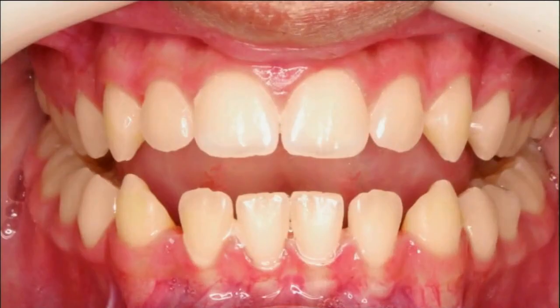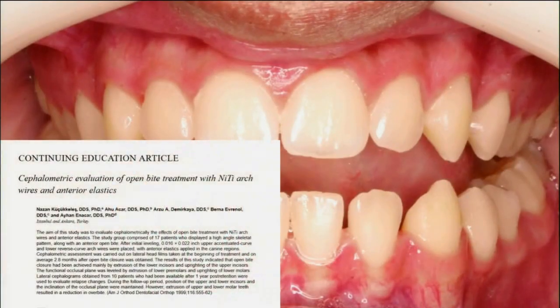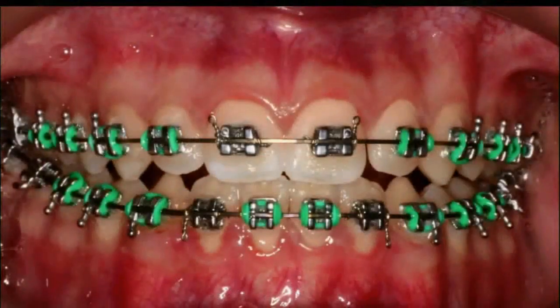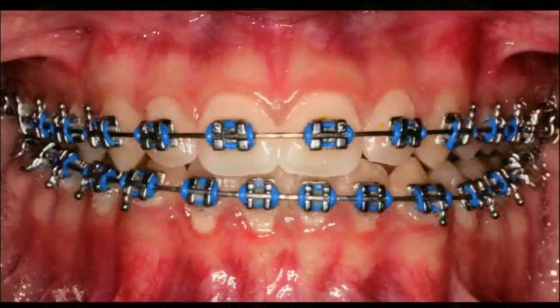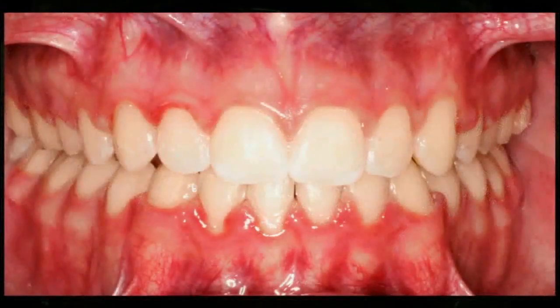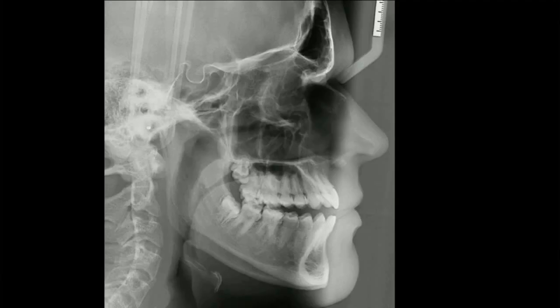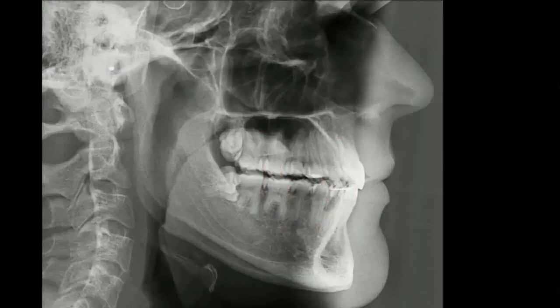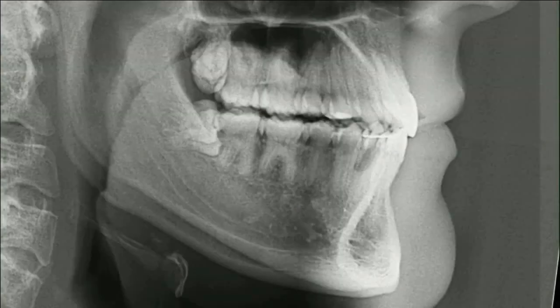Likewise, we sometimes have an open bite with divergent occlusal planes, and the literature tells us that we can treat those cases with reverse curve NiTi and anterior box elastics. And we can close that bite if the patient helps us. Here's the superimposition. We can see that we get a convergence of both upper and lower planes.